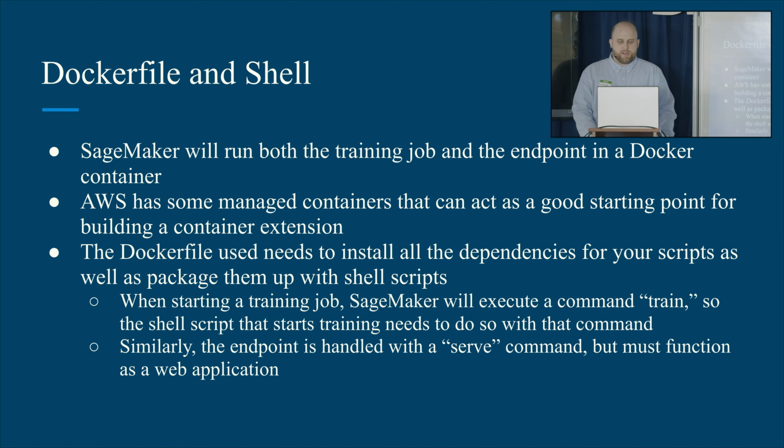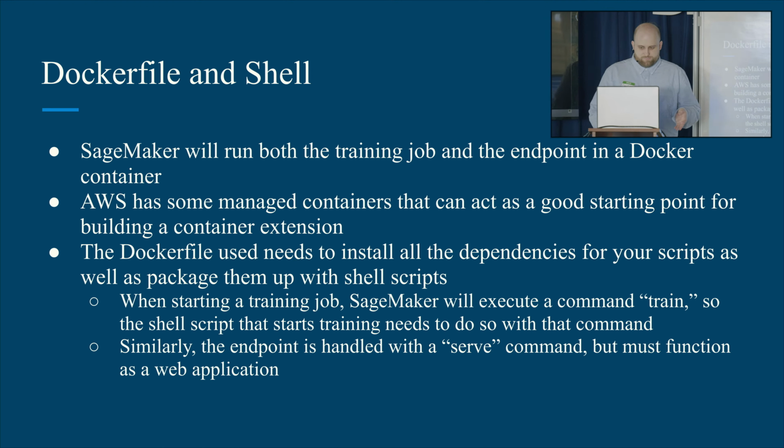Basically, you set up your Dockerfile, you install your dependencies for your scripts, as well as packaging them up with some shell scripts to run your Python code or whatever code you're using to train and deploy your model. Those shell scripts are fairly straightforward to make. They're only going to be a couple lines when it's all said and done with.